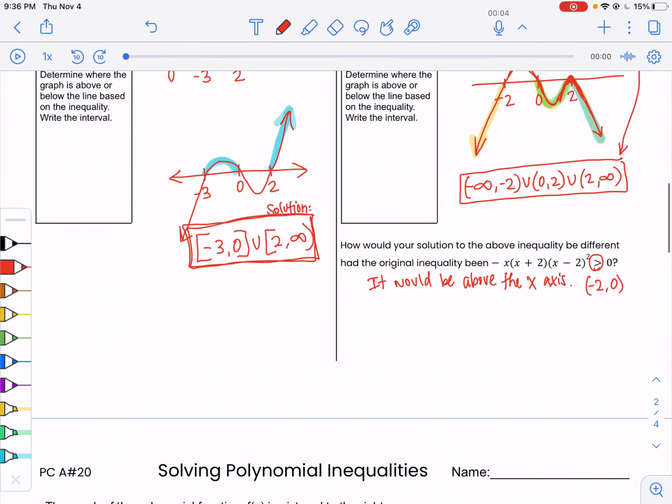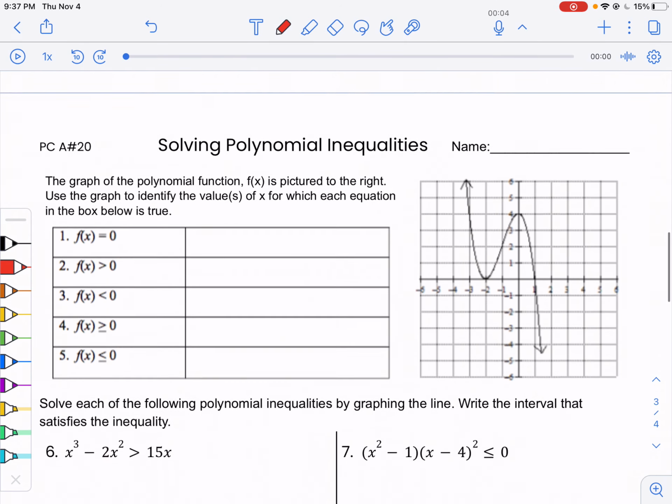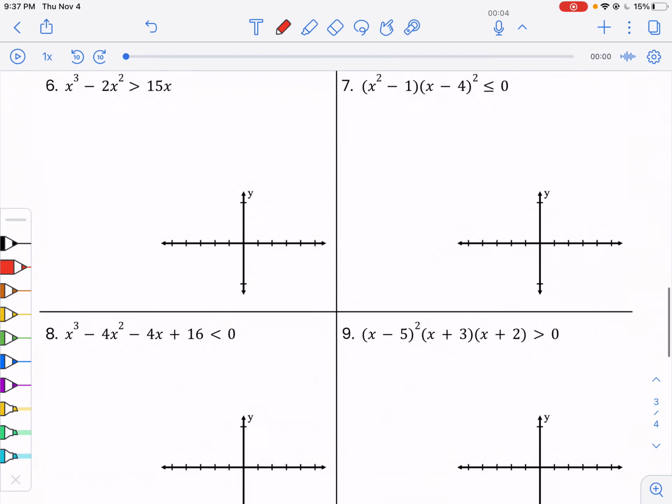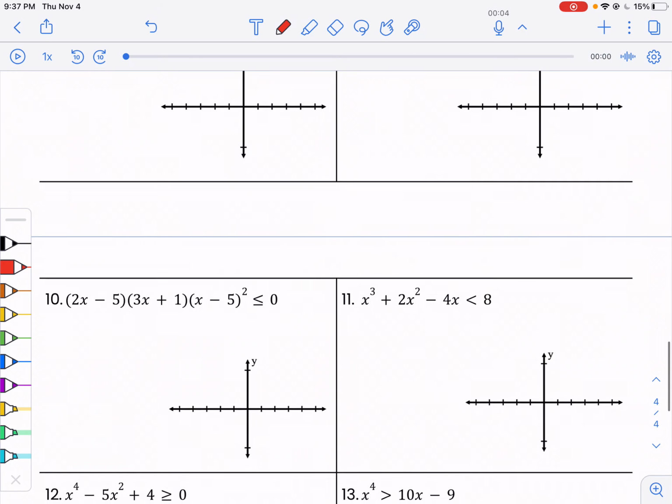Cool. This is solving polynomial inequalities. Your homework will do a lot of the same things, so you've got those sections there and inequalities to check it out.